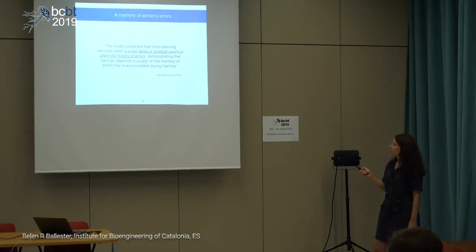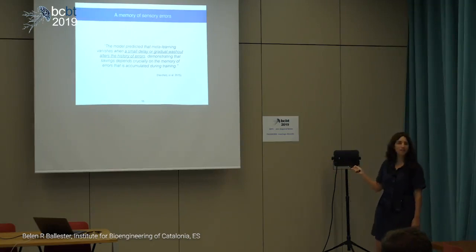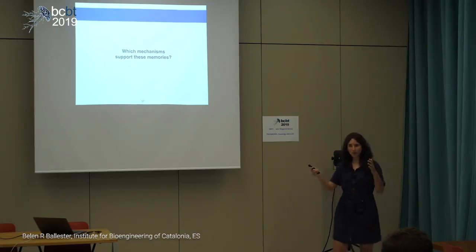They said, in our model, we are predicting that meta-learning vanishes when a small delay or gradual washout alters the history of errors, demonstrating that savings depends crucially on the memory of errors that is accumulated during training. And we are showing how transient this modulation is. Okay, but which are the mechanisms supporting these memories? So where are we storing our memories of visual errors?